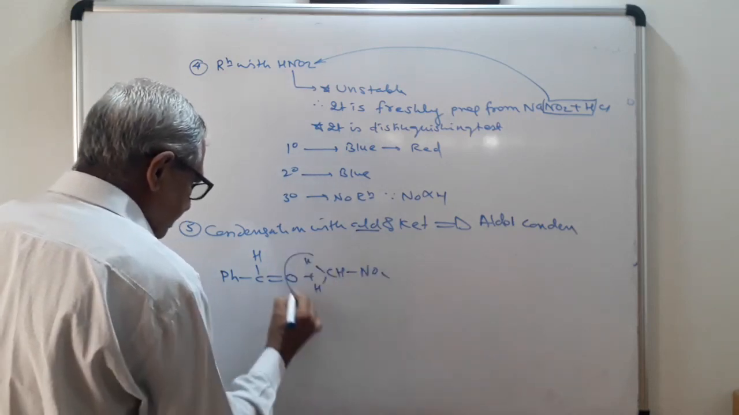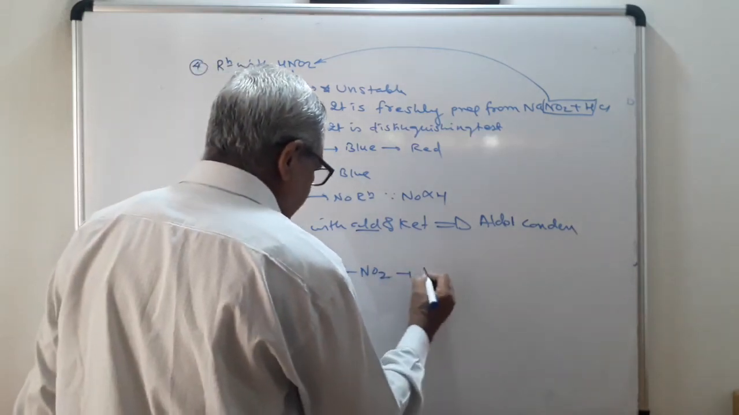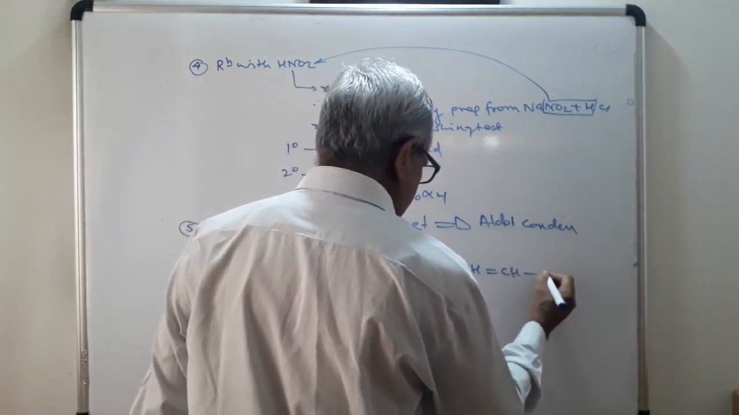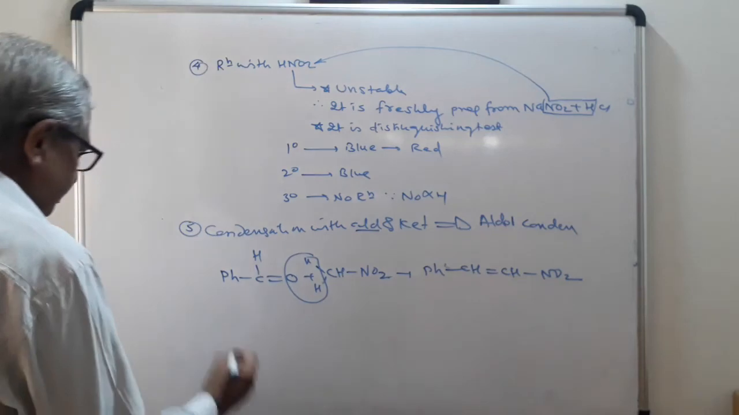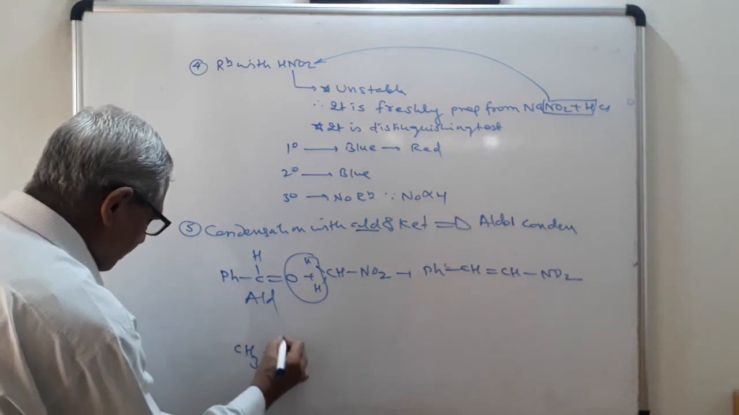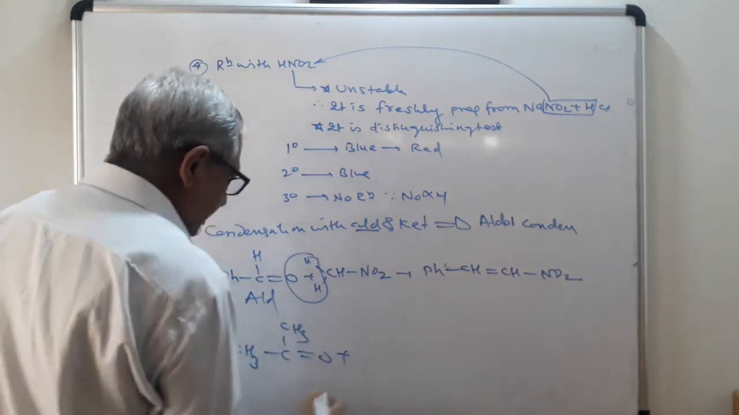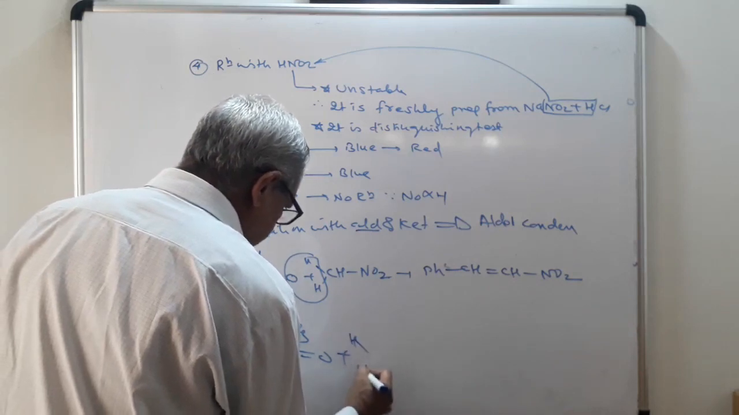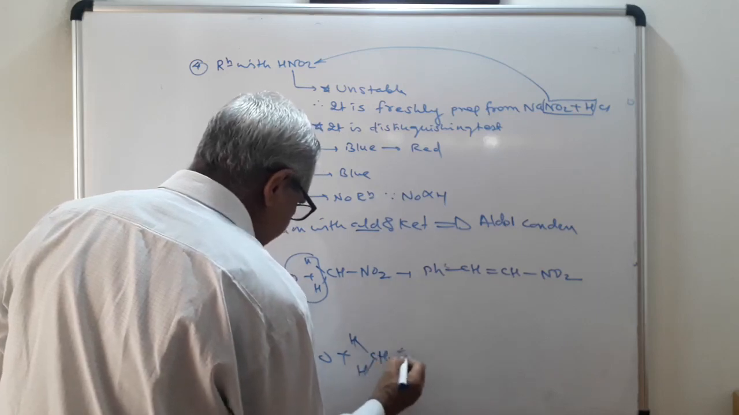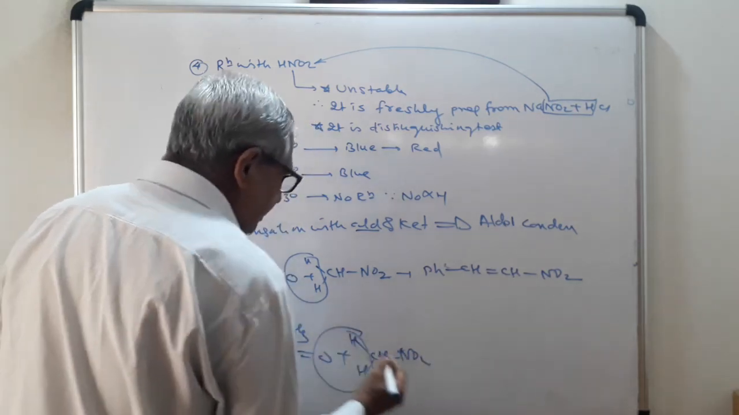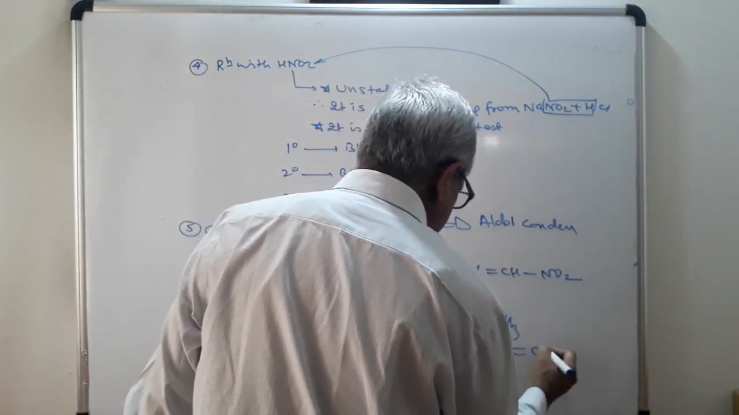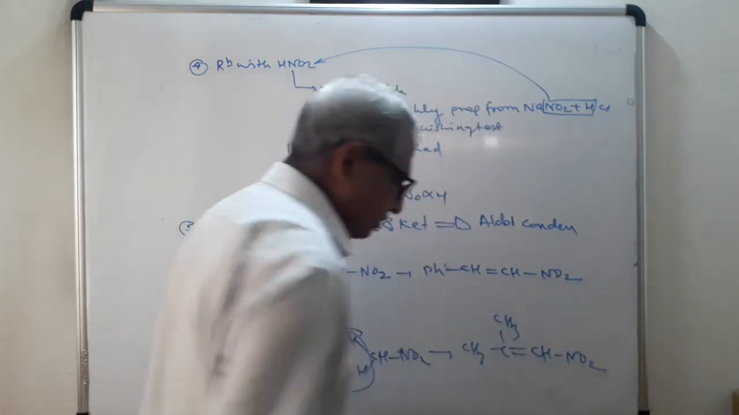CH3NO2. You can easily remove a water molecule and you will get the product PhCH=CHNO2, an alpha beta unsaturated nitro derivative. This is an example of aldehyde, particularly benzaldehyde. You can also select an example of ketone. Say the example is acetone. Again you do the reaction with nitromethane. Again you can remove the water molecule here. In this reaction you will get (CH3)2C=CHNO2, an alpha beta unsaturated nitro compound.